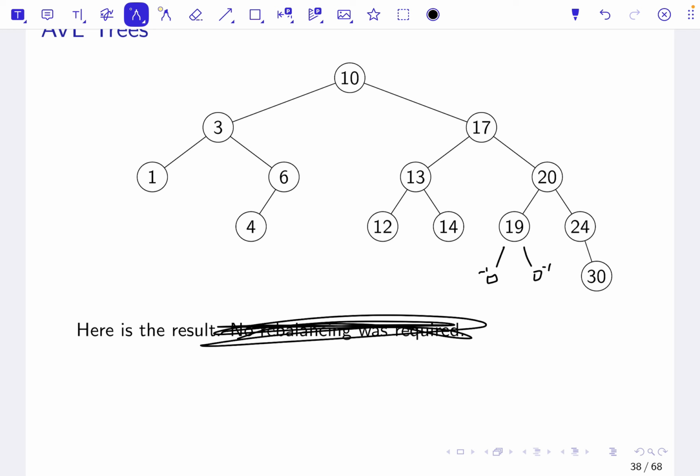Okay, 19's children have equal height. That's good. Zero and 1 are close enough. They're only off by 1. So node 20 is balanced. The children of 17 have balancing factors that are off by at most 1, so that's fine. And so do the immediate children of 10.